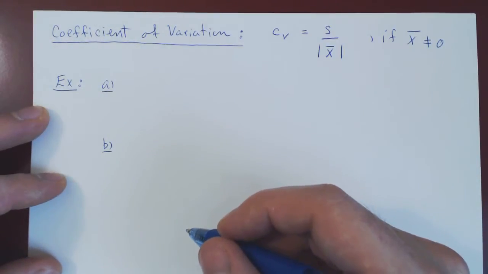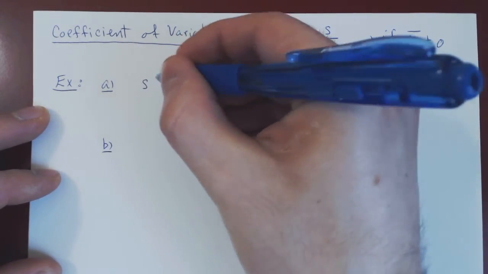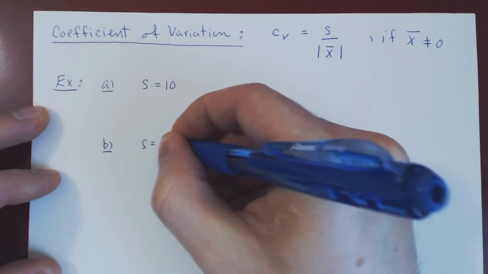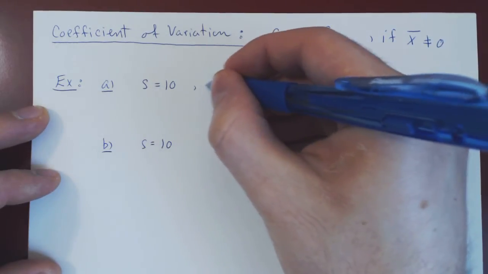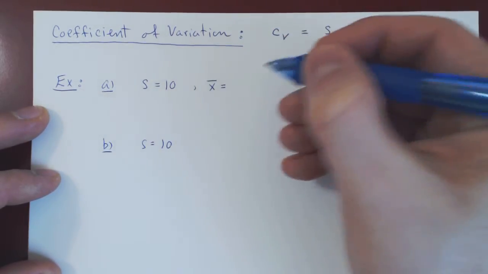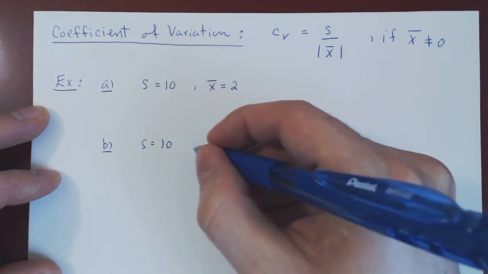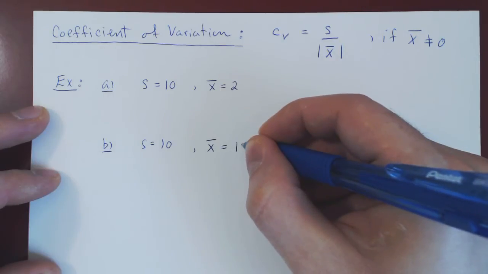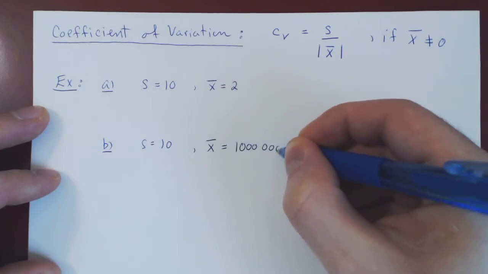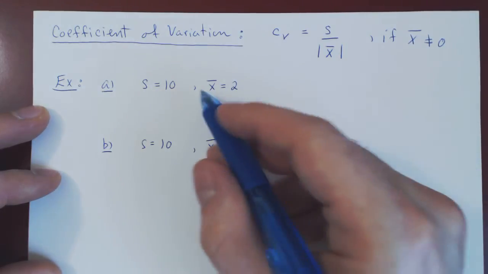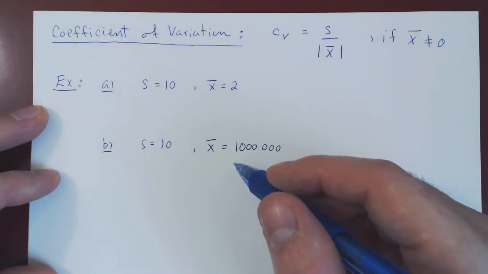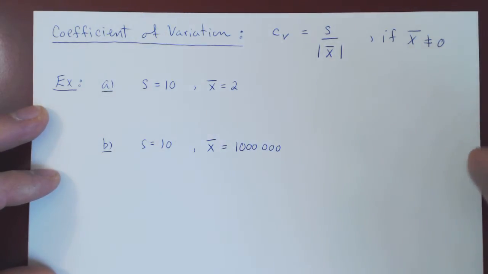Suppose that in both cases, you have a standard deviation of, let's say, 10. In the first case, you have an average of, say, 2. In the second case, you have an average, say, of 1 million. Now imagine this being, very simply, data for the profit or loss suffered by some type of exchange.